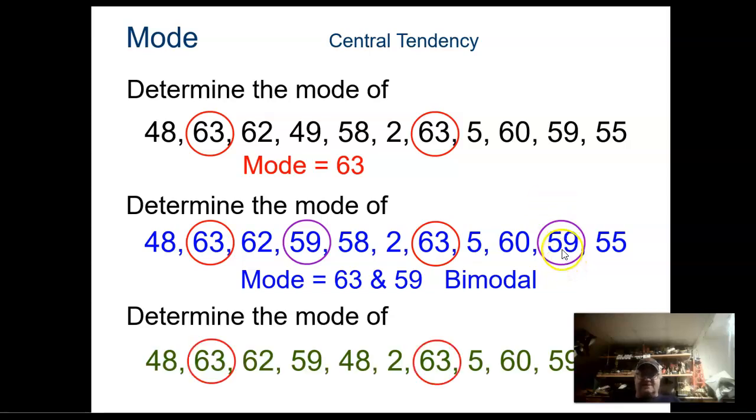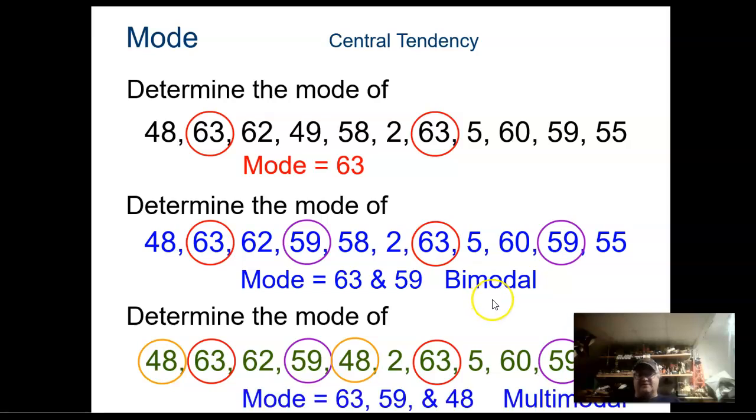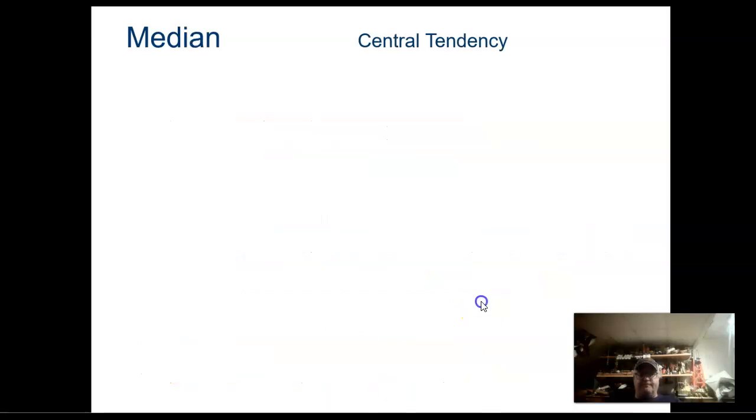So what about this last one here? Well, again, we've got data here: 63, 59, and 48. So this is multimodal. We have that distribution arrangement occurring multiple times here, so it's multimodal.